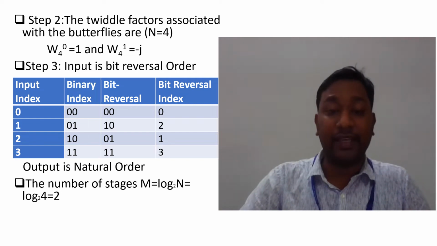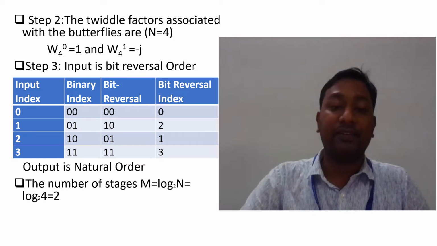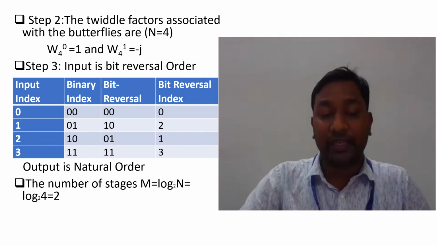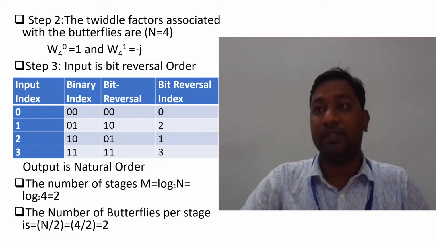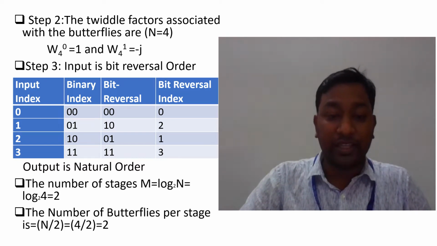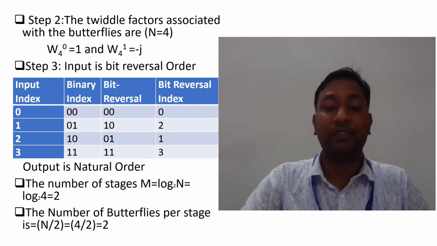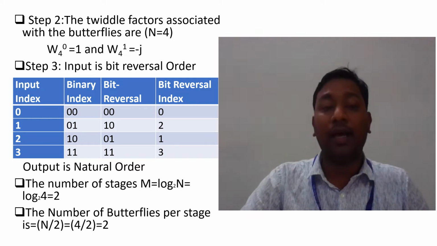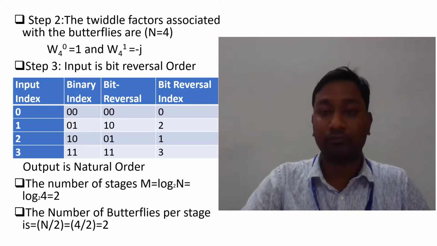So how many stages will be associated with n equal to 4? The number of stages m equal to log n to the base 2, so that is 2. So the number of stages associated with this DIT algorithm, considering n equal to 4, is 2. And the number of butterflies for each stage is n by 2, that is 4 by 2, so that is 2. So those are the things that are common for all problems regarding n equal to 4 DIT based algorithm.